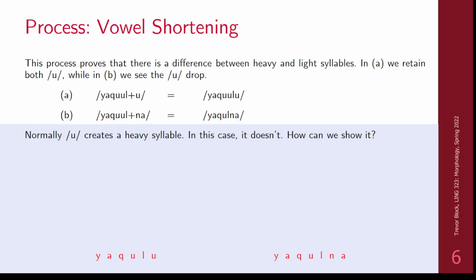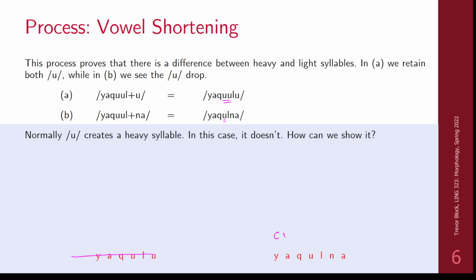So we have a case where we have yakulu and yakulna. It's not the correct pronunciation, that's just how I'll say it here. Now, what we see is that if we just add u, we retain both of these u's. But if we add na, one of the u's disappears. Now, why does this happen? So I'm not really going to show the initial form, I'll just show the second one. And here's the original analysis.